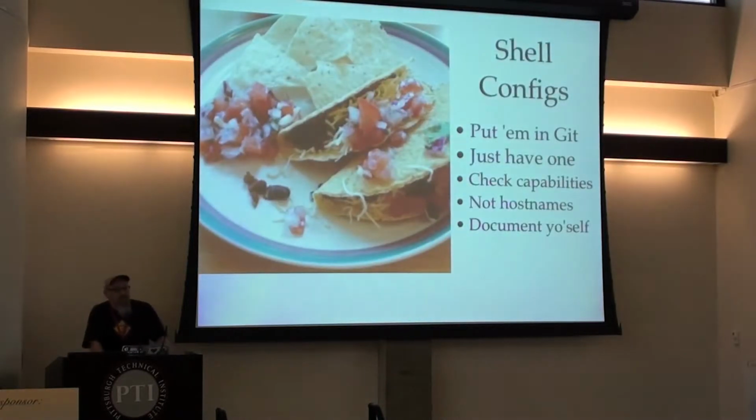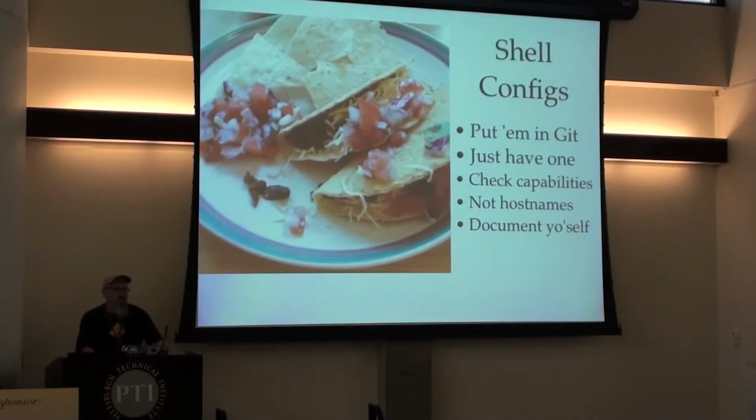So the key to this is, you gotta have your shell configs the same everywhere. Put them in Git. Just have one config, right, for all your machines. Check your capabilities. So don't check things based on hostname. Check things based on whether or not something can do what you want. And conditionalize on capabilities. And put documentation in your shell configs. Because 1, other people can steal from them and learn stuff. And 2, when you come back in 6 months and try to figure out why something is there, you'll know. Because otherwise you won't.